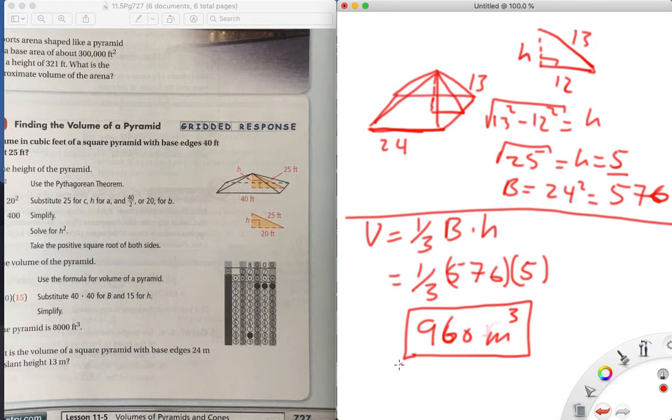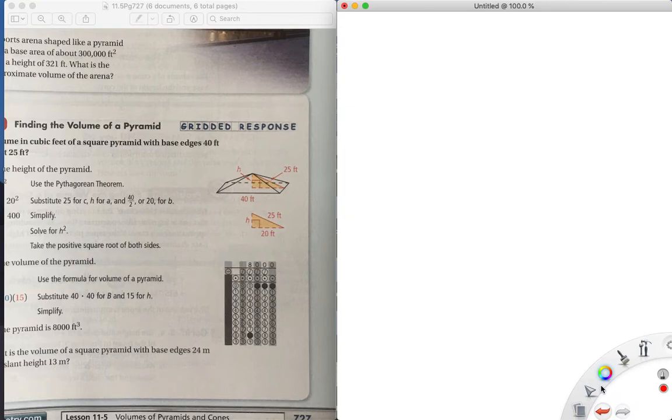So again, you use the Pythagorean theorem to find the height, given the slant height, and knowing that half of the base is going to be the apothem of a square. After you find the height, you square the side of the base to get the area of the base, and you multiply those, divide them by 3, and you get your volume. And this is for a pyramid.